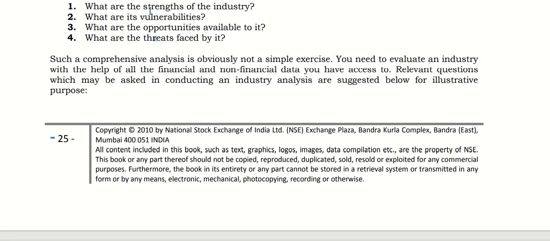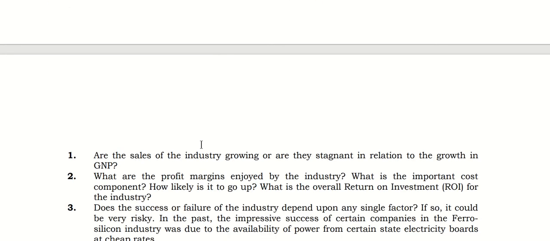So how do you do SWOT analysis? There can be different factors which you can study, like are the sales of the industry growing or stagnant? Then what are the profit margins of the company, right? What is their return on investment?